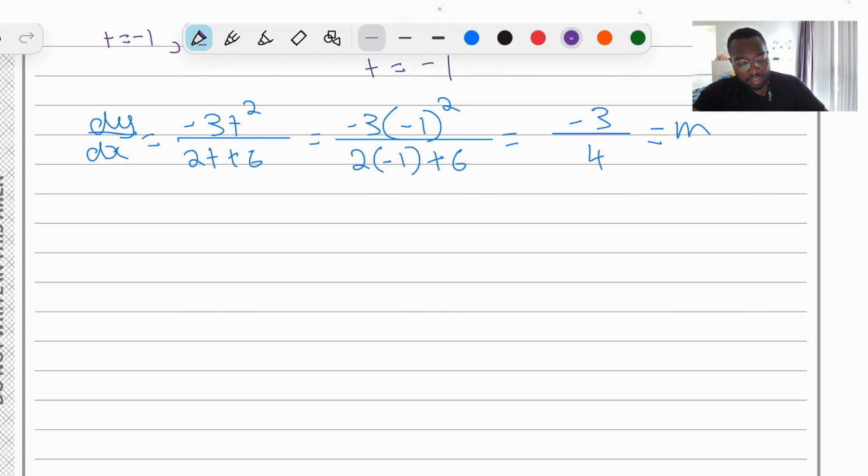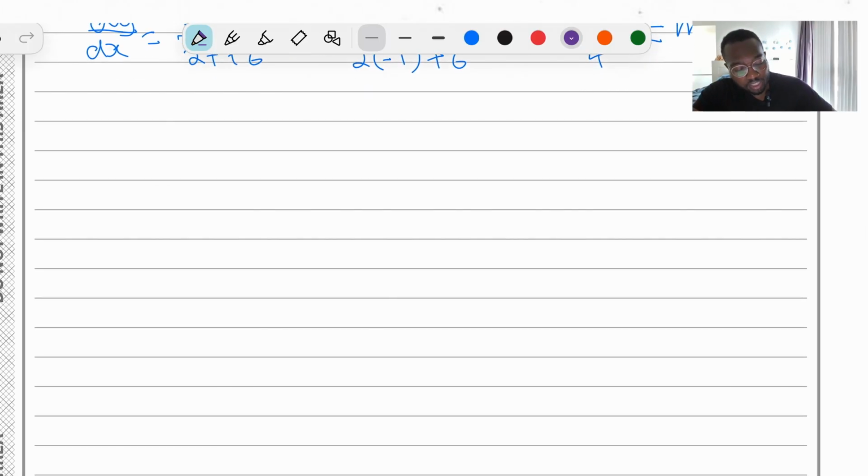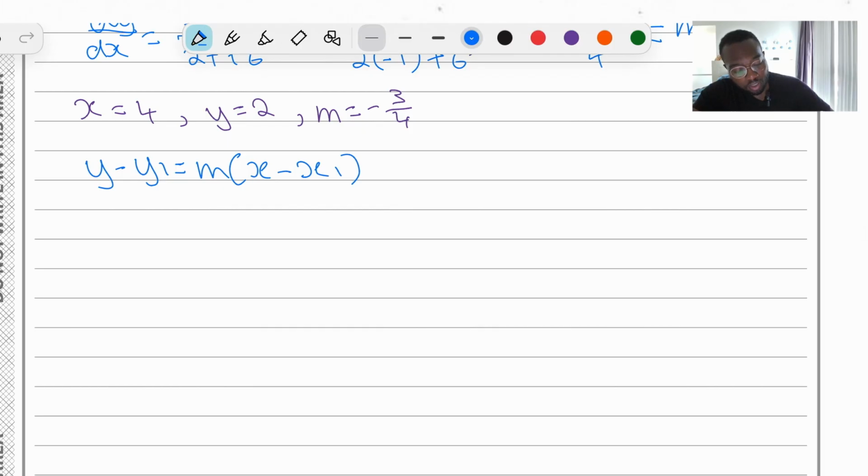And now that we know that, we have everything we need. We have our x value as 4, we have our y value as 2, and we have our m value as minus 3 over 4. And now we need to plug that into the equation of a straight line formula, so that is just y take away y1 is equal to m(x take away x1). So that is y minus 2 is equal to minus 3 over 4 (x minus 4).